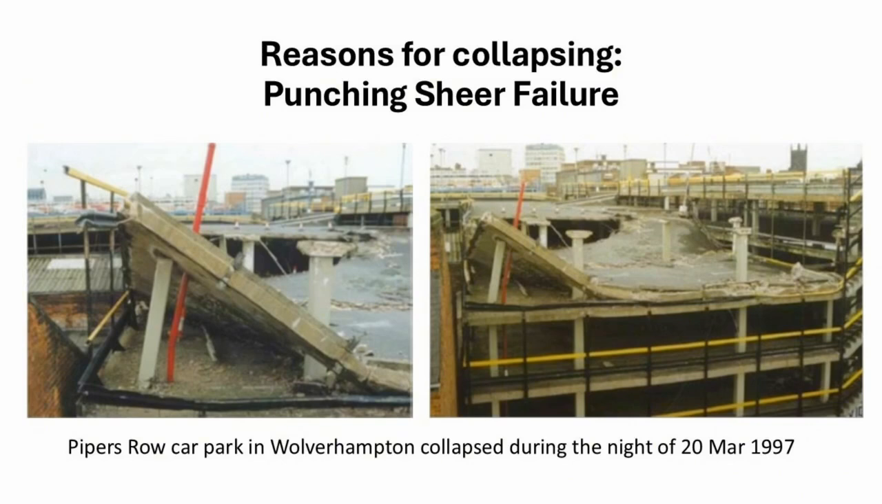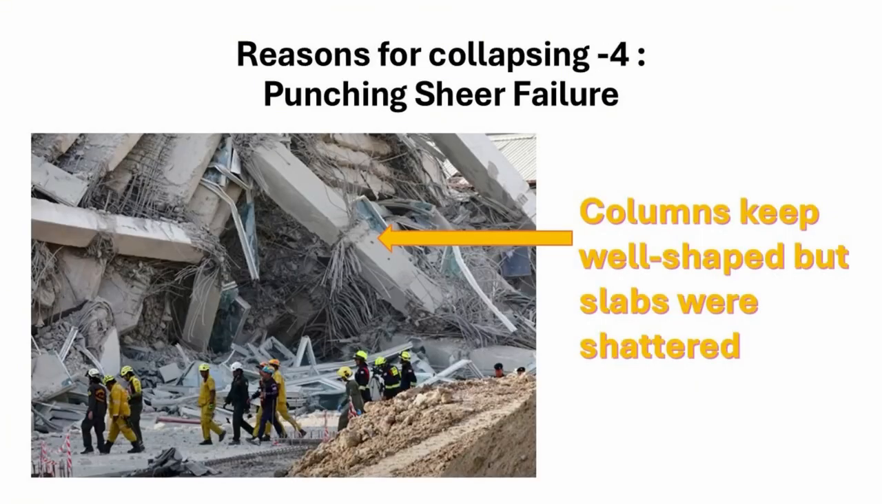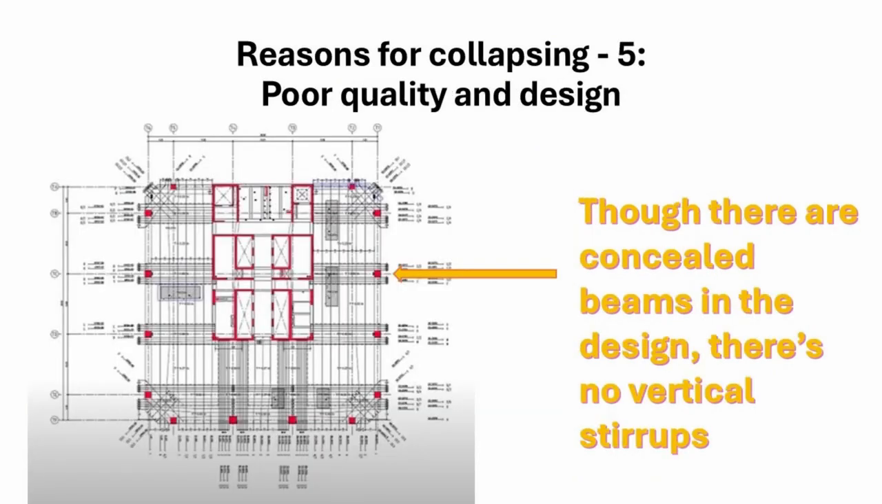The slide shows what happened before in the UK, at the Wolverhampton parking lot. It started with one corner column and affected a series of columns together. And if we look back at the Bangkok site, you can see all the columns are still well shaped, but the slabs were all cracked and shattered.